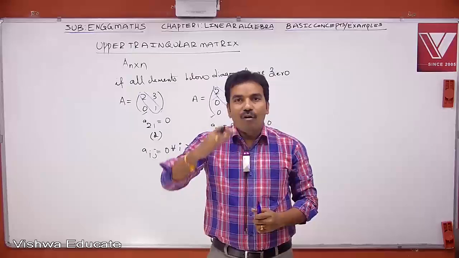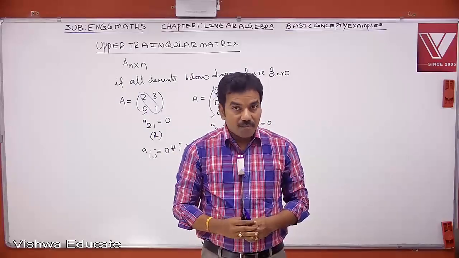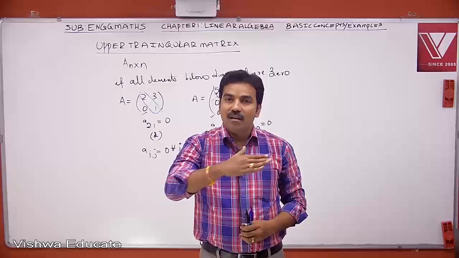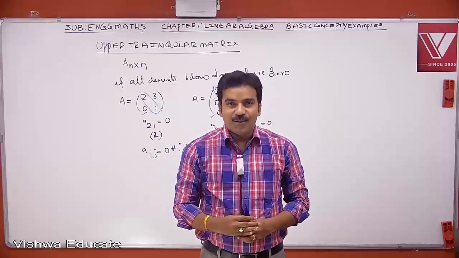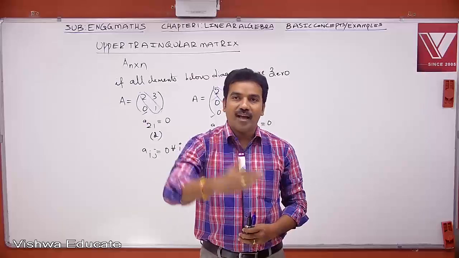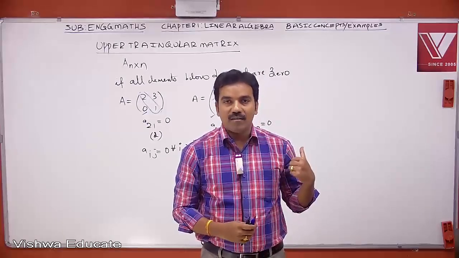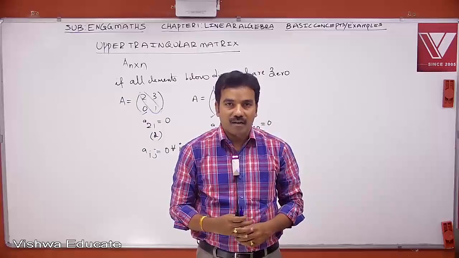See here, if all elements below the diagonal are 0, then it is called an upper triangular matrix. It does not mean that all elements above and along the diagonal are non-zero. They can be 0 also, but I need at least all elements below the diagonal to be zeros. So if a matrix fulfills this requirement, then it is called an upper triangular matrix.